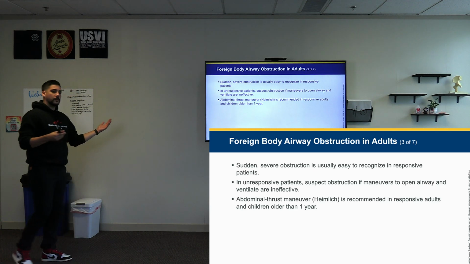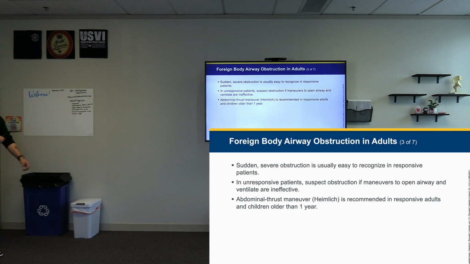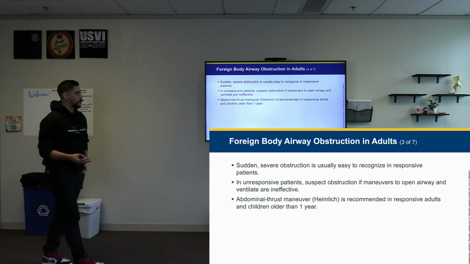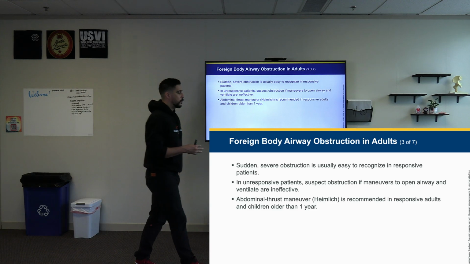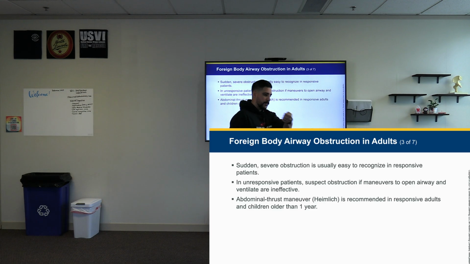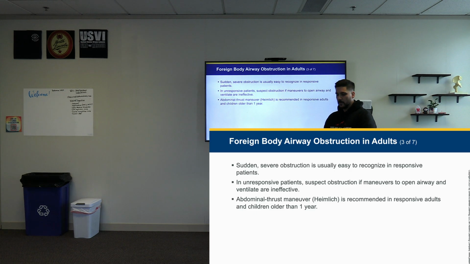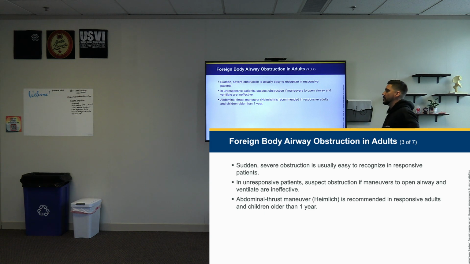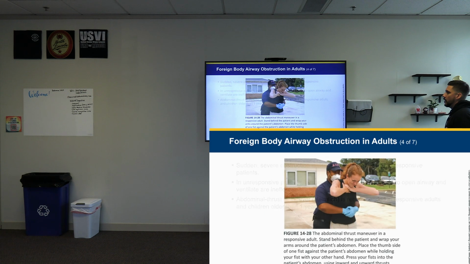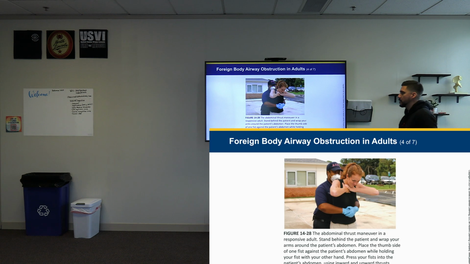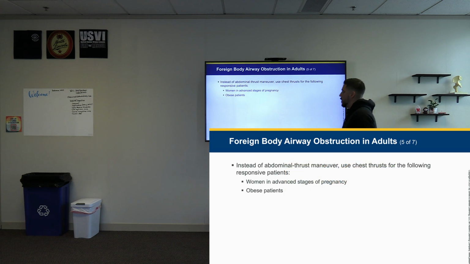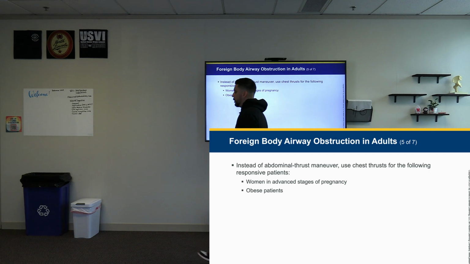Now, what are we going to do? If it's a conscious adult and they're choking, we're going to start with the Heimlich maneuver or the abdominal thrusts, okay? Recommended in responsive adults and children older than 1. We're going to put our thumb in our hand, cup it into the belly button, and instead of going in, we're going to go in and up. We're trying to compress those lungs and force that obstruction out, okay?